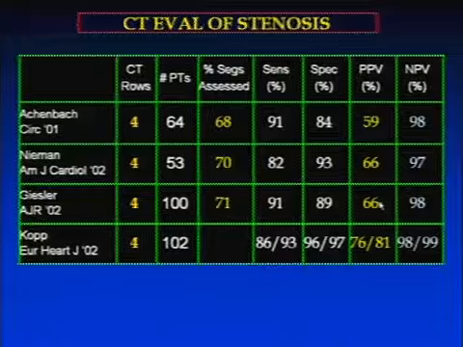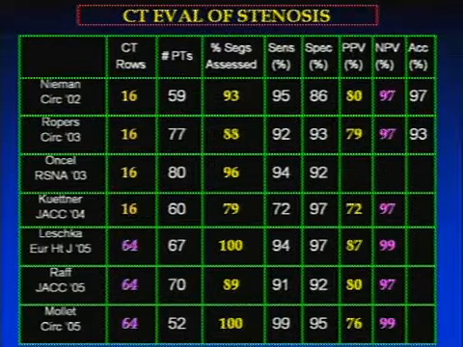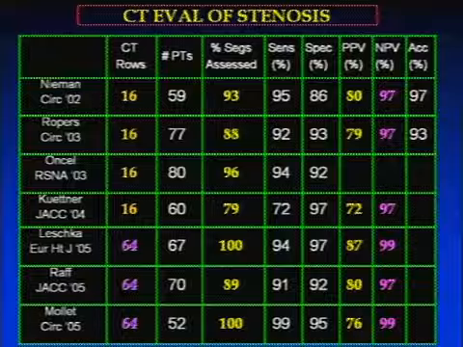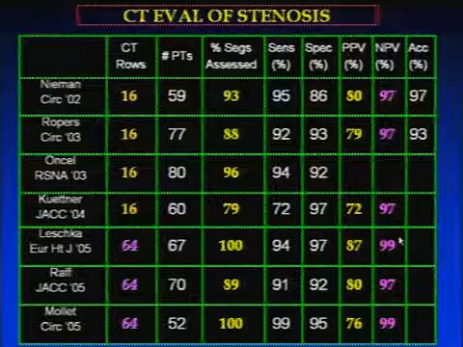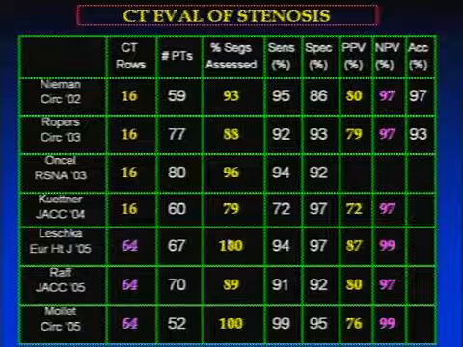And importantly, when you look at the percent of accessible segments, about 30% of them weren't accessible on the 4-slice CT scanner. And when you compare that to the 16 and 64-slice CT scanner, you can see that these scanners maintain the very high negative predictive value. The positive predictive value had significantly improved in the 80% range. And when you look at the percent of accessible segments, that also has significantly improved.